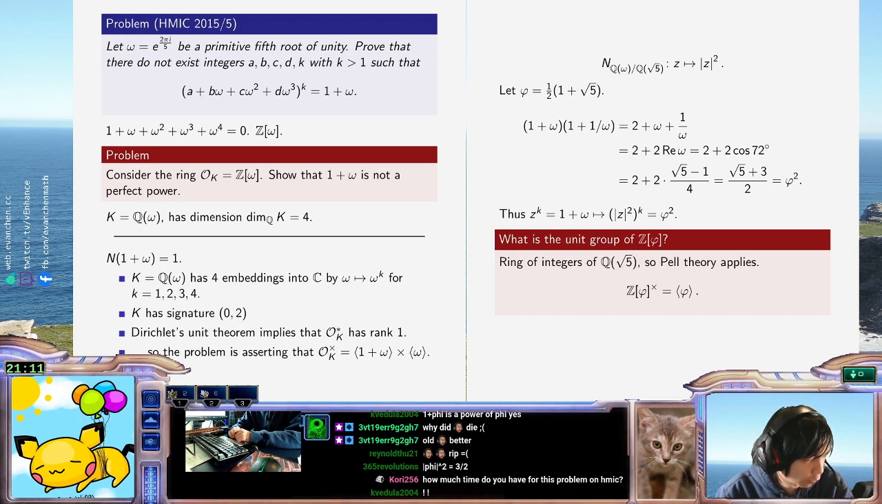How much time do you have for this problem on HMIC? HMIC is a 4-hour 5-problem exam, I think. So you'd have a couple hours at most.